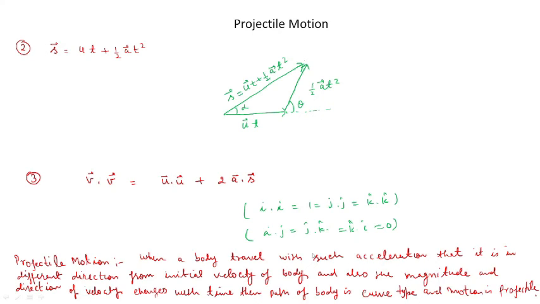Here it is very important to note that when the acceleration of the body and the initial velocity are in different directions, the motion of the body will be of projectile type.